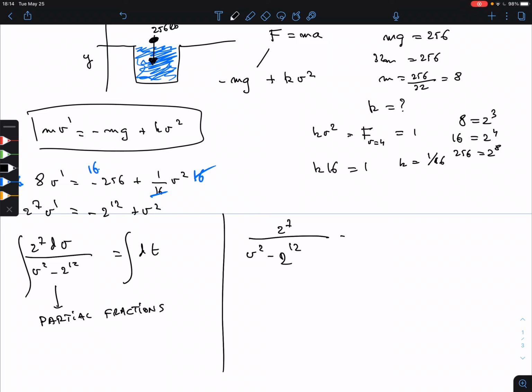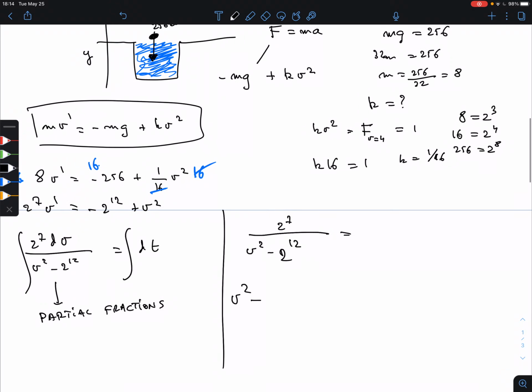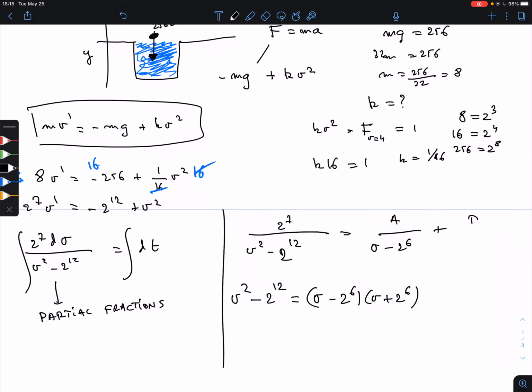So we have to write this, well, first of all, we have to factor this. This is a difference of squares. This is actually v minus 2 to the power 6 times v plus 2 to the power 6. The difference of squares. This is the square of 2 to the 6, right? The square root is dividing the exponent by 2. So this is how it factors. See, it's easier to see the factorization that way. And it means that I can write this as a fraction with a in the denominator v minus 2 to the 6th plus b over v plus 2 to the 6th.